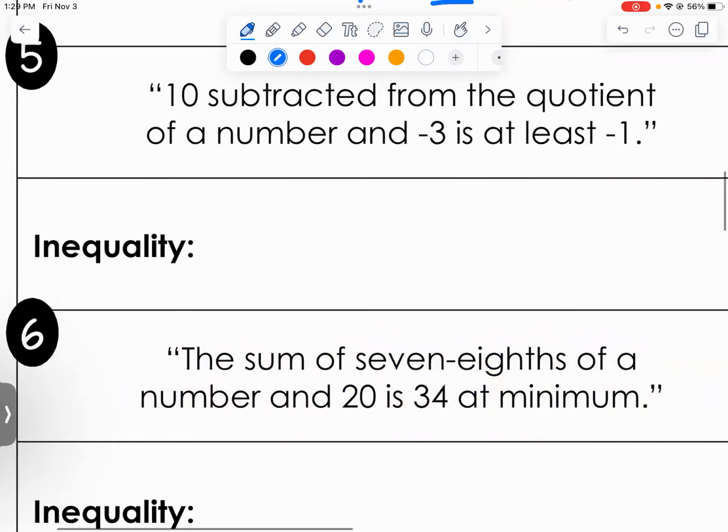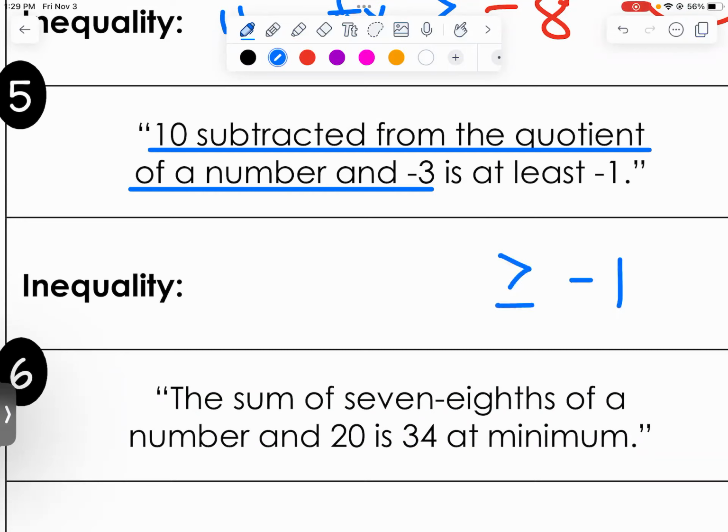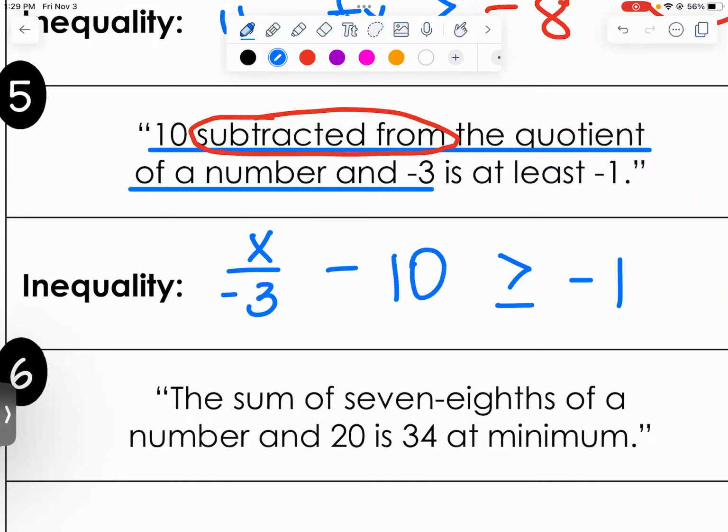Okay, let's talk about number 5. 10 is subtracted from the quotient of a number in -3. What do you have? I have 10 minus X divided by -3 greater than or equal to -1. Is that right or no? You are very, very close. But the only thing that you have a problem with, this subtracted from, that means we have to write it backwards. So it needs to be X over -3 minus 10.